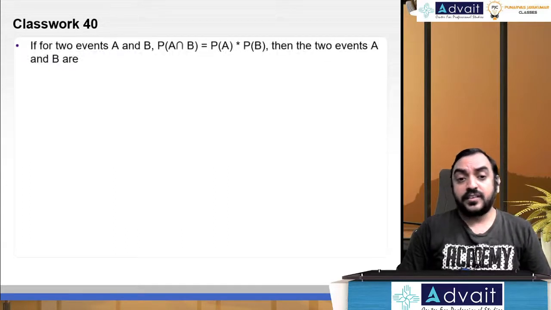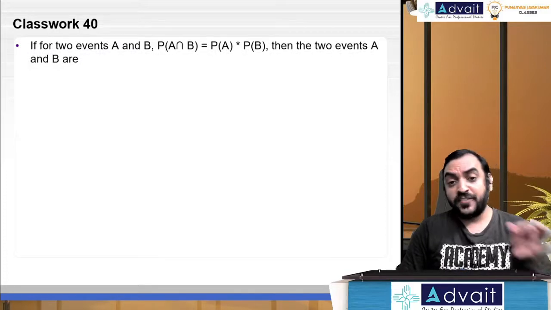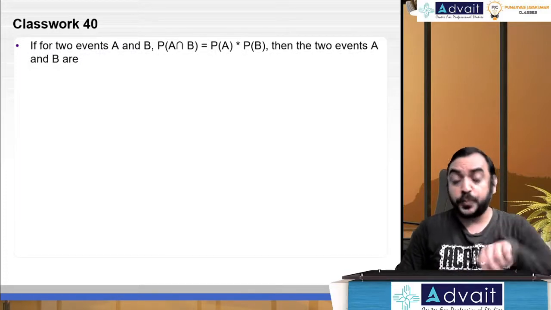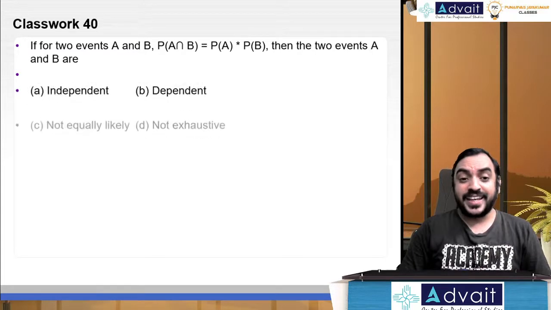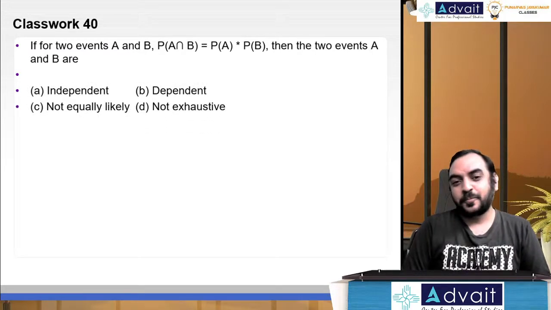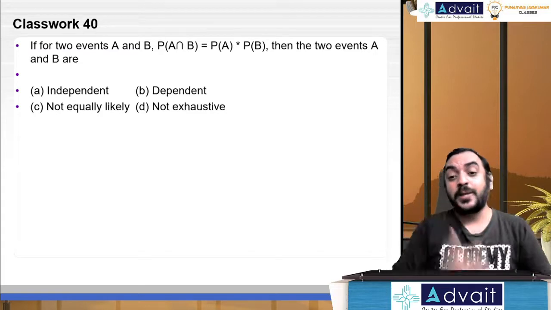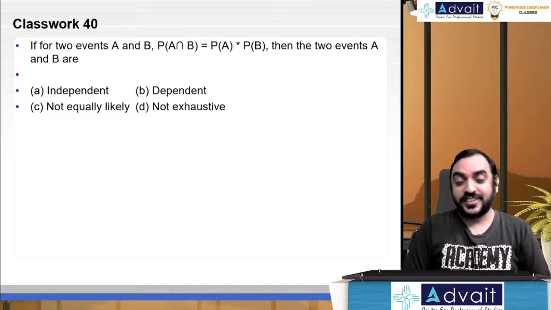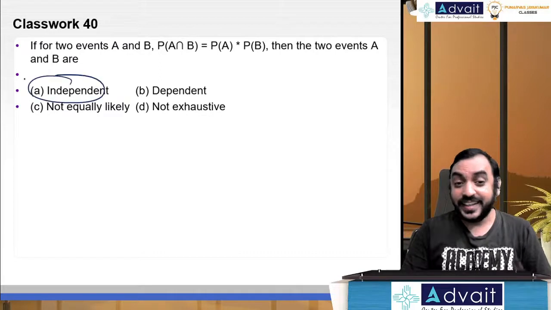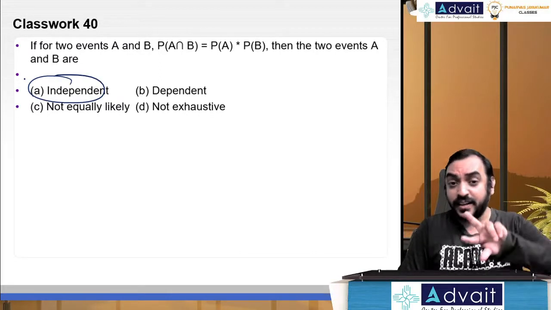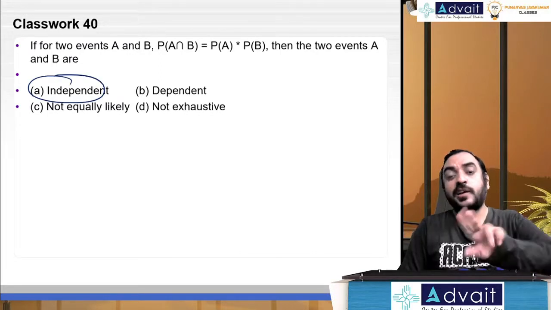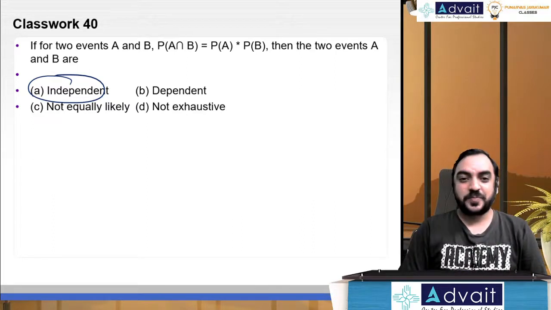If for two events A and B, probability of A intersection B is probability of A into probability of B, then the two events A and B are what? Can you tell me? Intersection is obtained by A into B, by multiplication. When do we do it? When the events are independent. When the events are independent, the intersection can be calculated by multiplication.